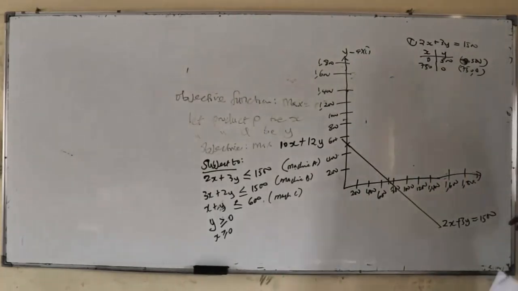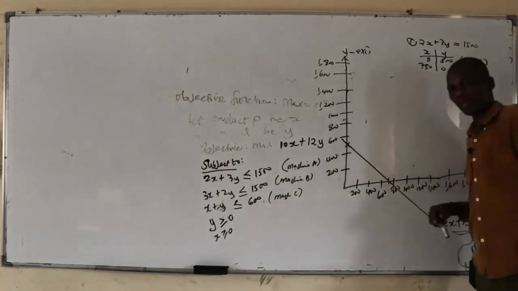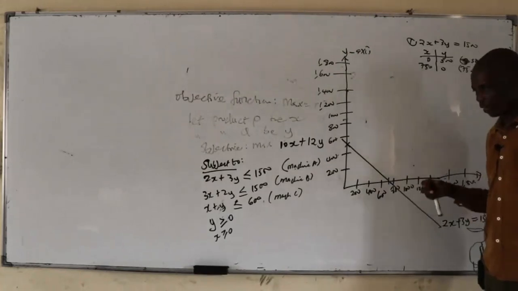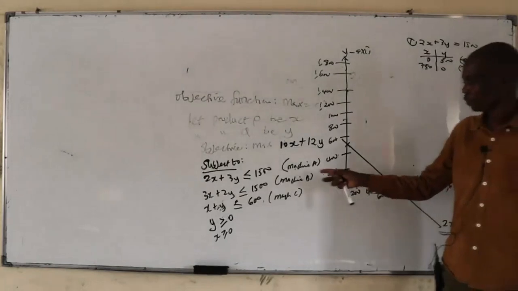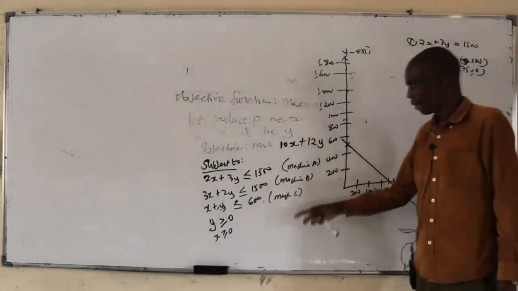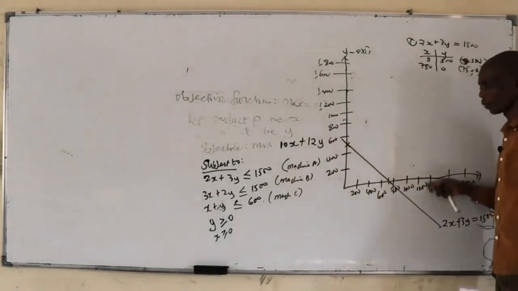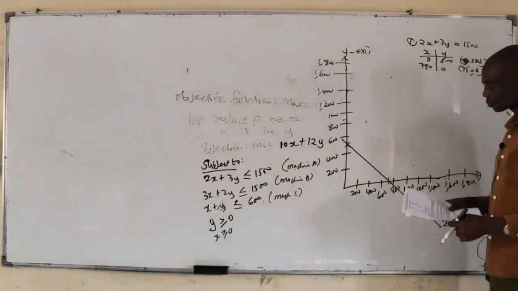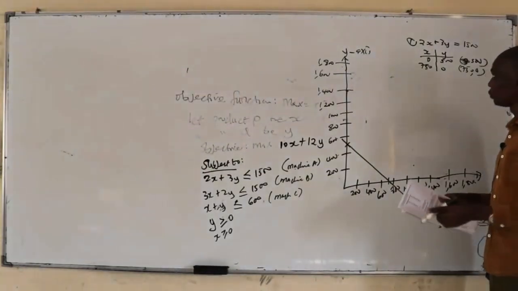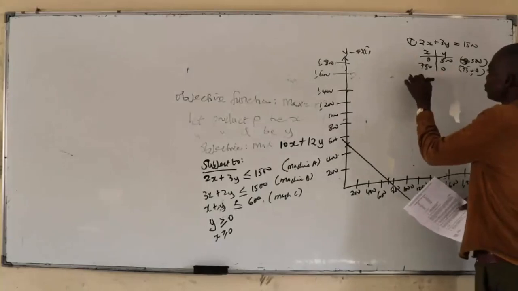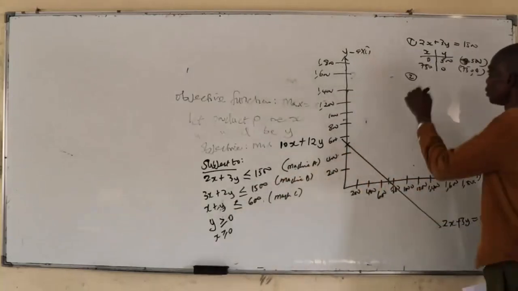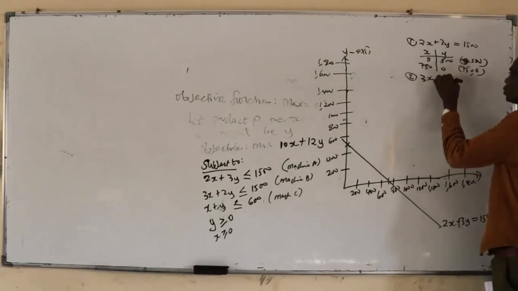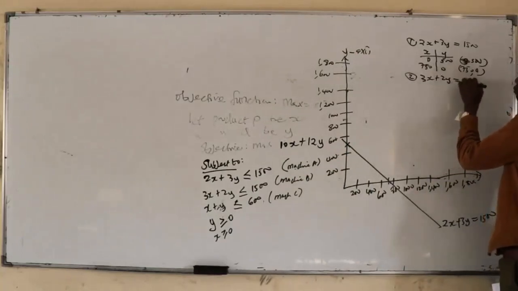Now, the regions above these lines are the more than regions, but the region below this is the less than. So the region below this is the wanted region. The upper region is actually unwanted. Now, we proceed to the next constraint. You do the same. Item 2, we have 3x plus 2y equal again to 1500.